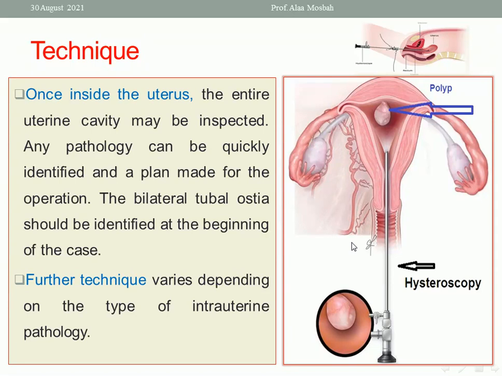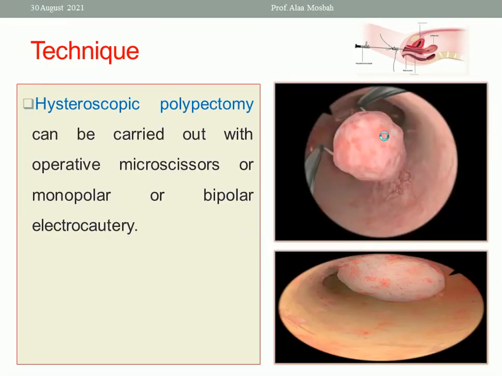Further techniques vary depending on the type of intrauterine pathology. You may find intrauterine adhesion, so you do adhesiolysis. You may find submucous myoma, so you do hysteroscopic resection of this myoma. Okay, so it depends on the intracavitary pathology. In this picture, there is a polyp, and this is polypectomy using either monopolar or bipolar electrocautery or with operative microscissors.